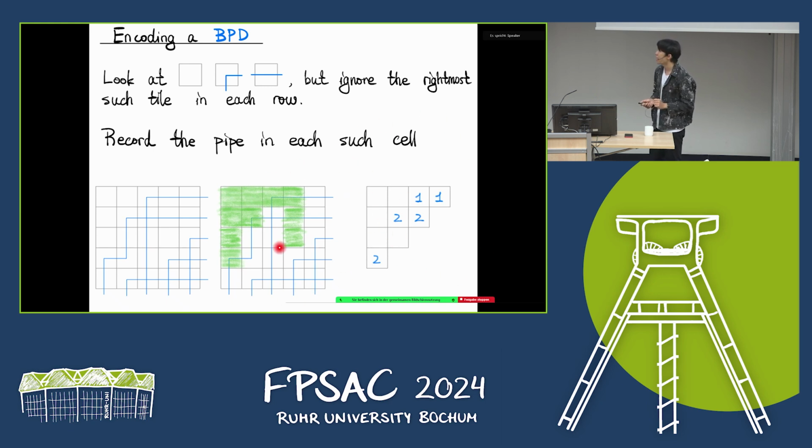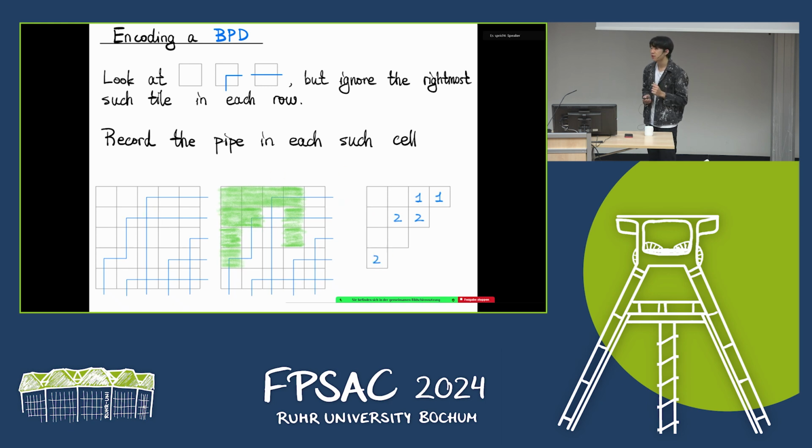I just go ahead and smash all the boxes to the left. And then if the box is empty, it remains empty. But if the box has a pipe in it, I write down the row index where this pipe ends up. So this tile has a pipe that's going to row 1, so I just put a 1 here. This tile has a pipe that's going to row 2, so I put a 2 here. I'm turning each bumpless pipe dream into a tableau.